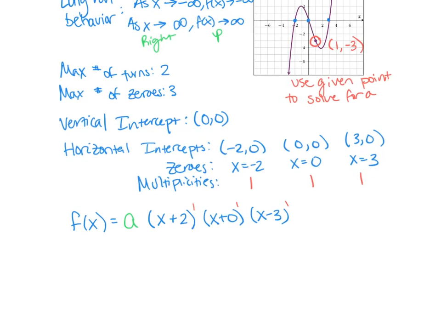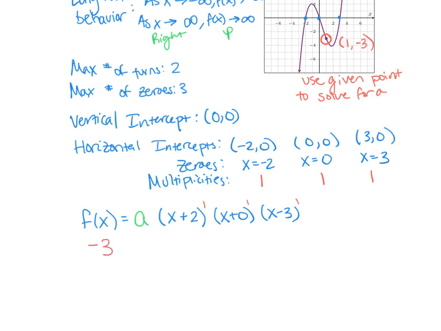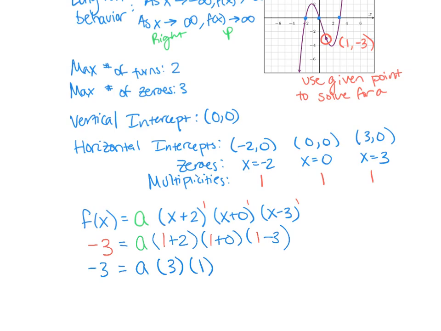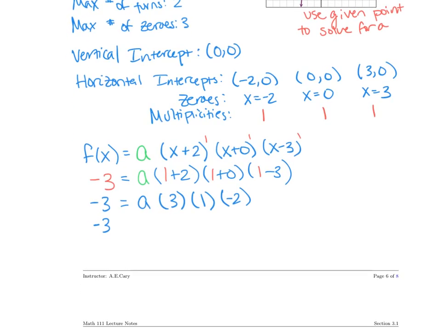So I'm going to plug -3, where my y value normally goes, is equal to some a value. And then everywhere I see an x, I'm going to put in a 1. All right, so I've plugged a 1 everywhere I see an x, and now I'm just going to solve. So we have -3 is equal to a times (1 plus 2 is 3), times (1 plus 0 is 1), times (1 minus 3 is -2). 3 times 1 times -2 is going to give us -6.